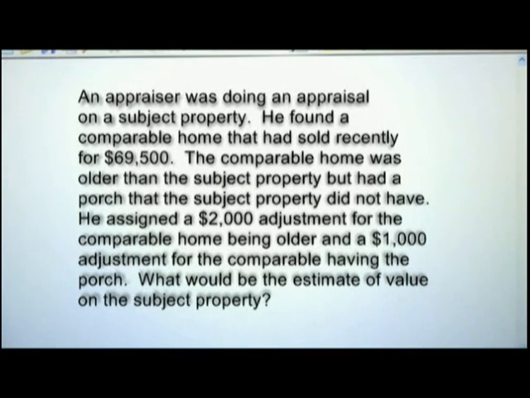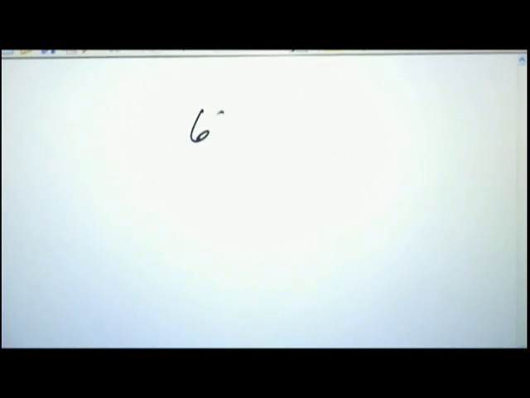This is an example of how a market data appraisal works. We know how much the comparable sold for, so that's our starting point, $69,500. The appraiser is only looking at two items when comparing it to the subject property. First of all, it's older than the subject property. The appraiser assigned $2,000 for it being older.